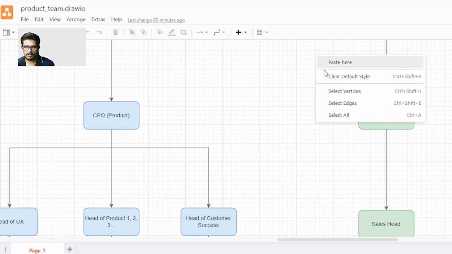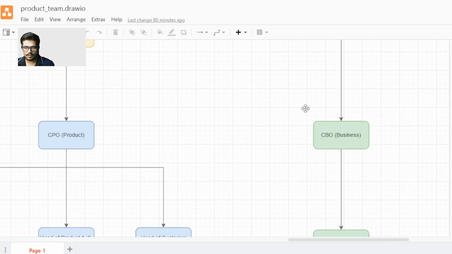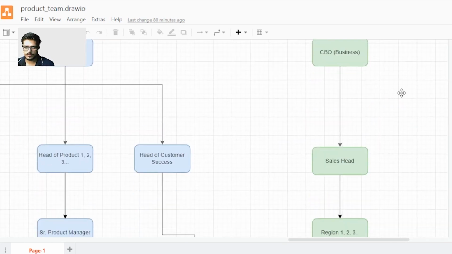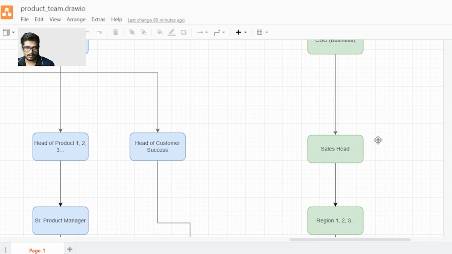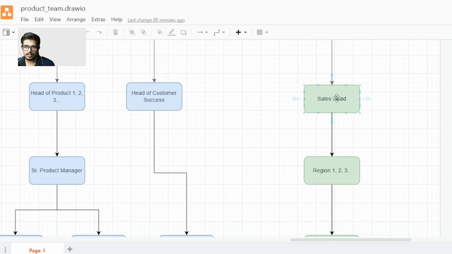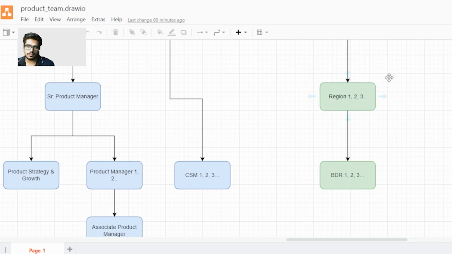Finally, we talk about the business side of things. The CBO, or the chief business officer, has a sales head or more than one sales head reporting into him, depending on the amount of product lines that exist. Each of these sales heads will have different people working across different regions, right? So region 1, 2, 3, and then each of these regional sales managers will have BDRs working with them, which is business development representatives. There will be more than one BDR working with each of these guys.